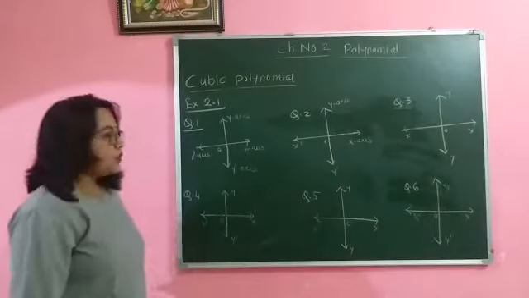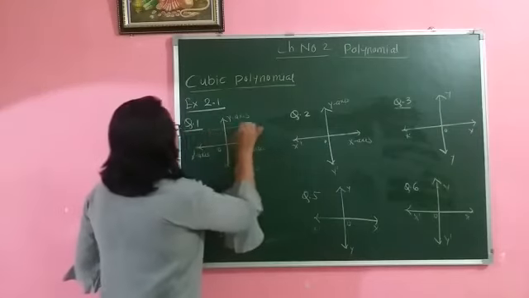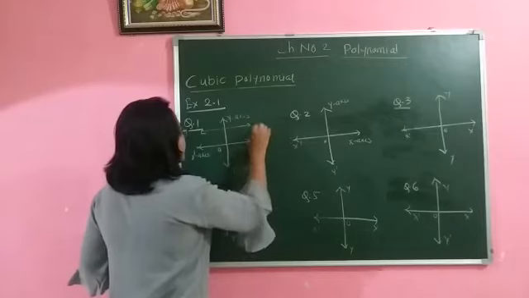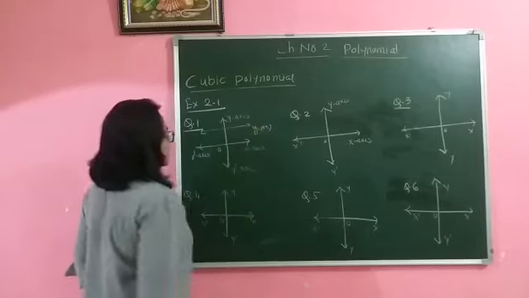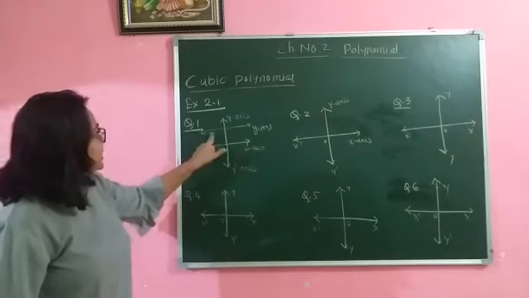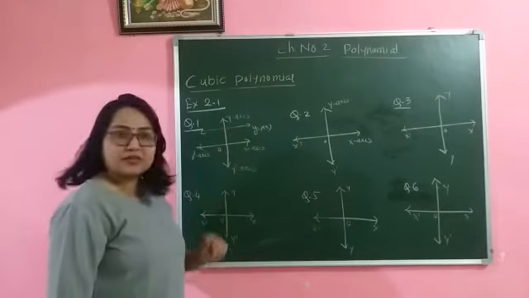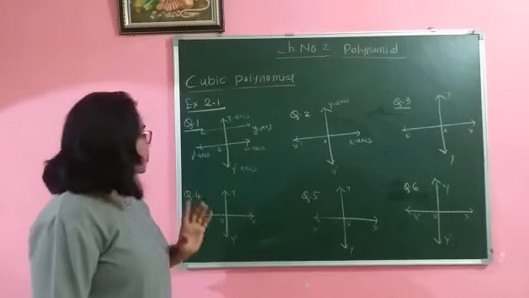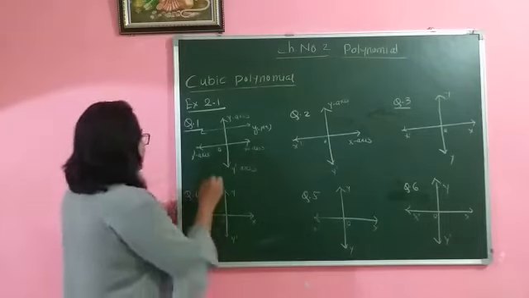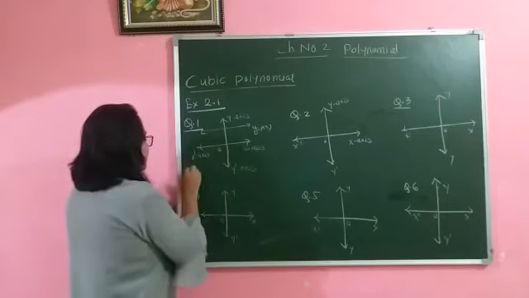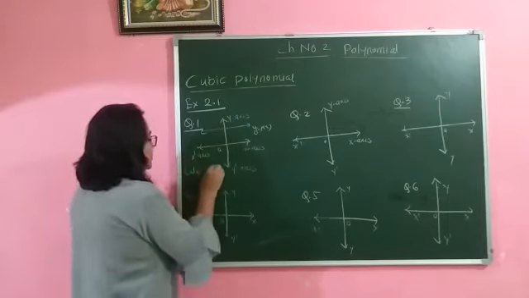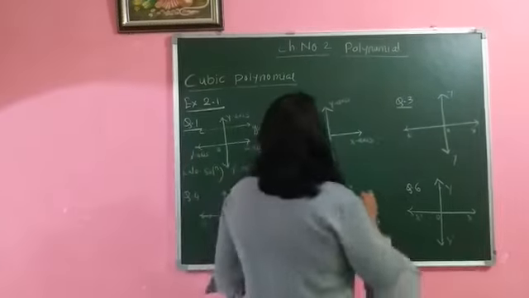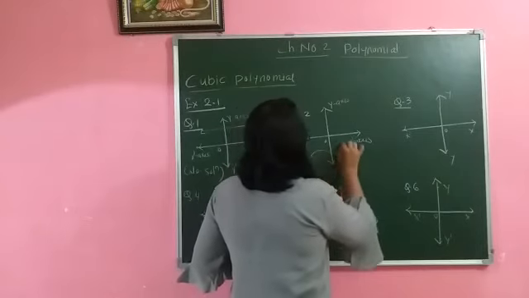Now let me write our first graph: y is equal to P of x or f of x. You can see that this line is not intersecting the x-axis. So how many solutions will you get? Ultimately you will get only 0 solutions, meaning no solution. So what is the answer of the first one? No solution.